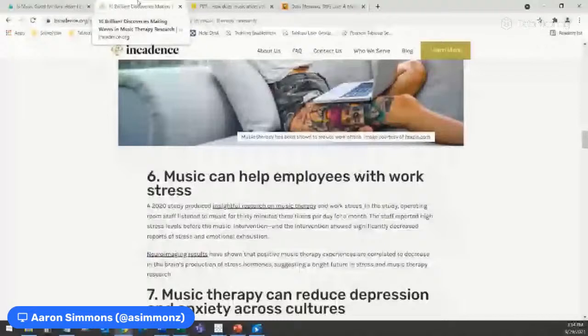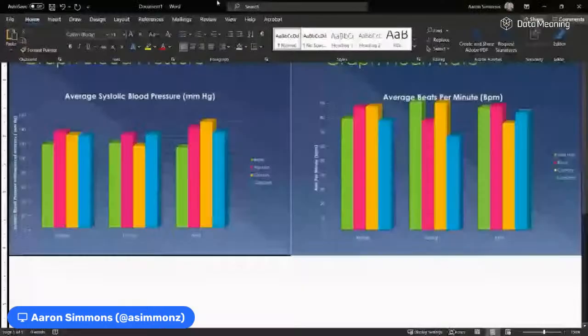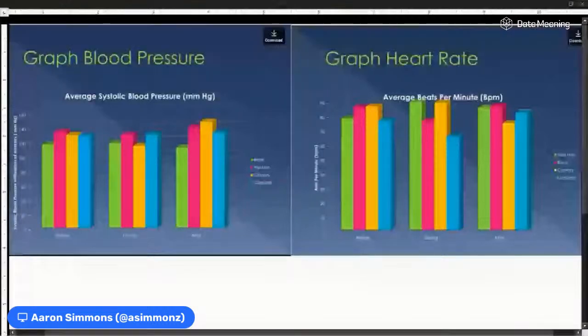So I came across this PowerPoint. I don't really know where it came from, but let me blow up what the two visuals are. And there you go. The topic was, how does music affect our vital signs? Here we're looking at blood pressure and heart rate. We have before, during, and after they listen to this music, and all the bars and colors are the genre they attempted to show this. The left side is the blood pressure, and the right side is the heart rate.